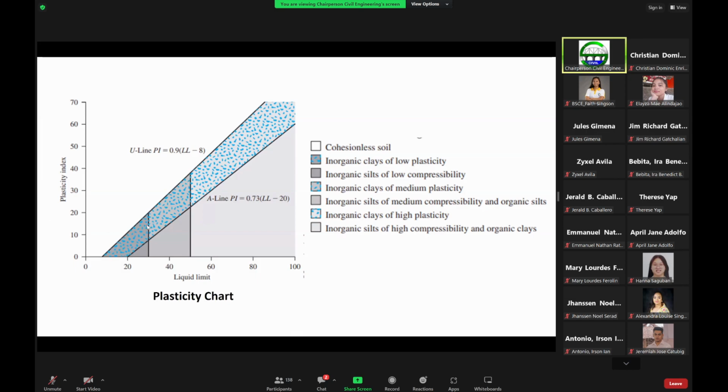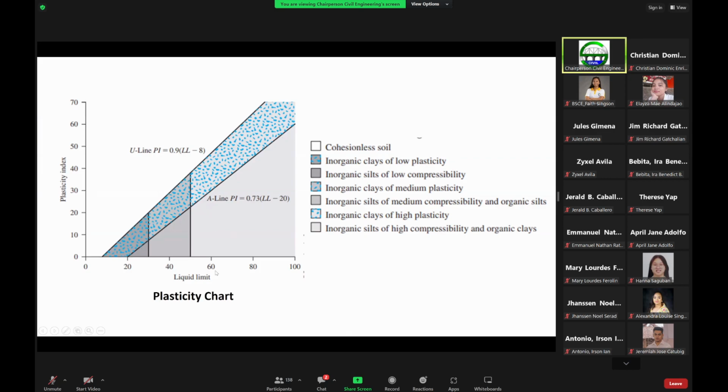And then further on, if we put vertical lines here that will divide these regions into 6 regions, then that will now be the regions for these different types of soil materials for different plasticities and compressibilities. For example, this one here is the organic clays of low plasticity. This one here is the inorganic clays of medium plasticity. I hope you're seeing my cursor. And this one here are the inorganic clays of high plasticity, which we don't like as far as construction is concerned.